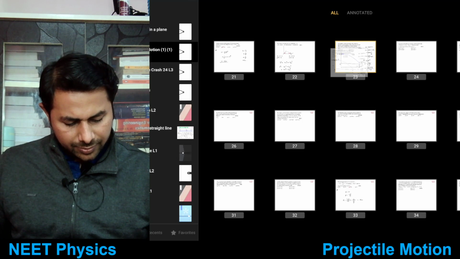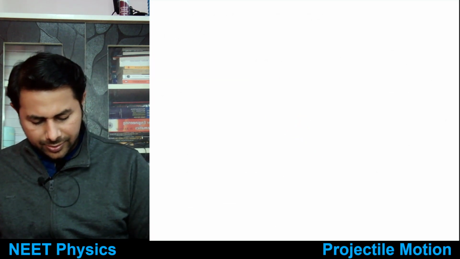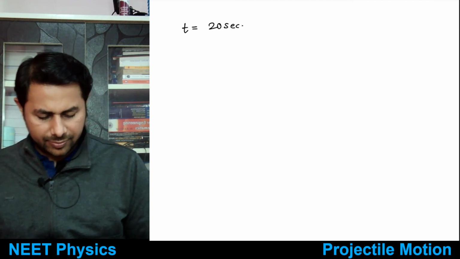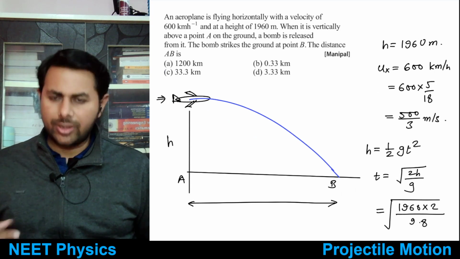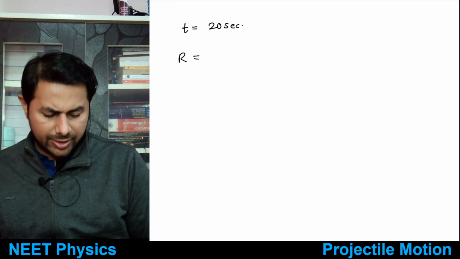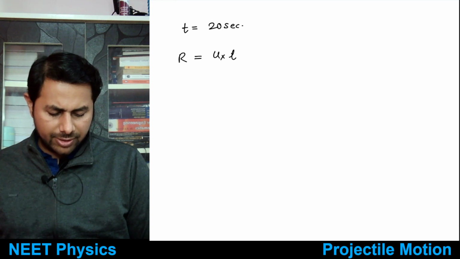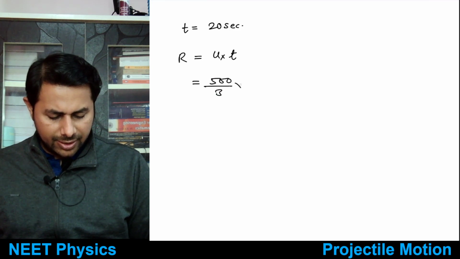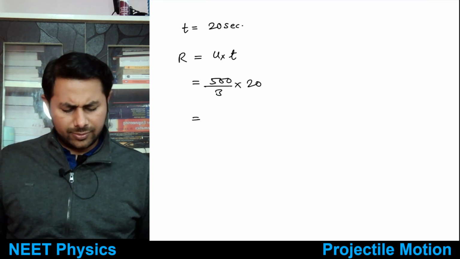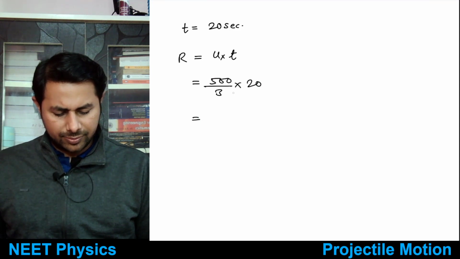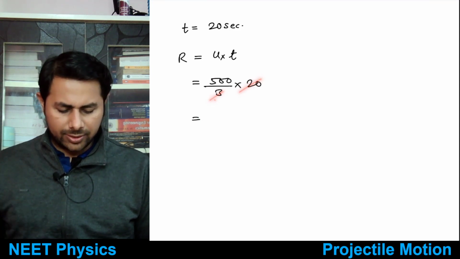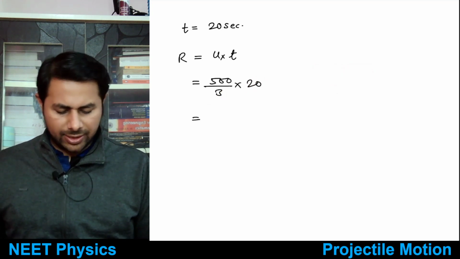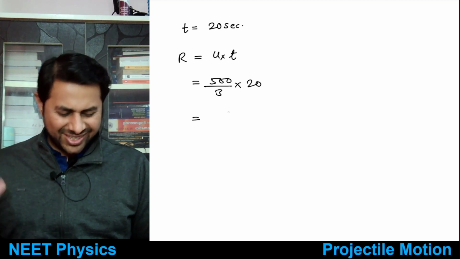So you get t equals 20 seconds. And then what will be the horizontal range or horizontal distance covered? R is just equal to ux times t. So that is 500 by 3 times 20. How much is that? Okay, so let's do 500 times 10 is 1000. Then you have 2 by 3. So 2/3 are 0.66, so 666.